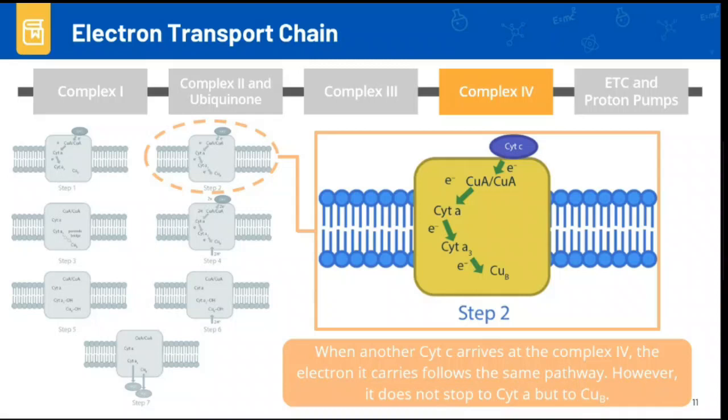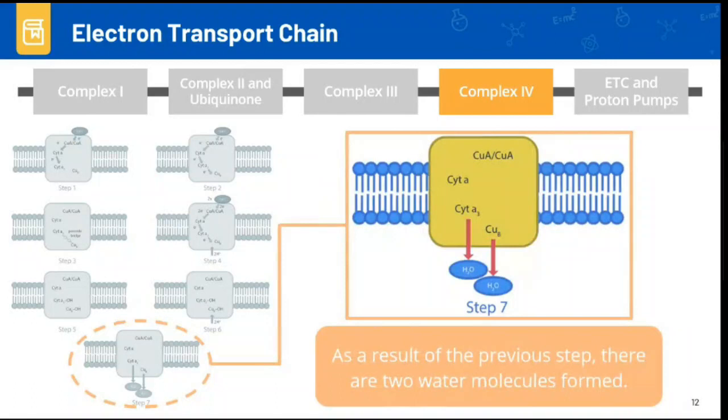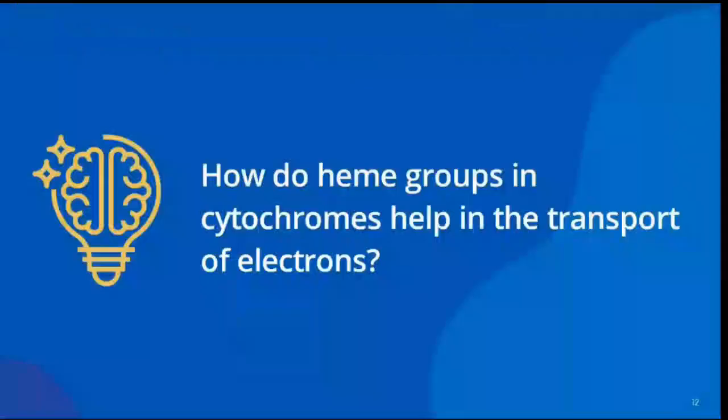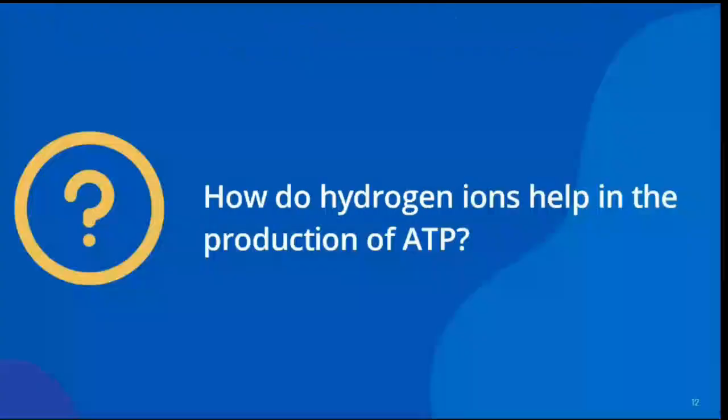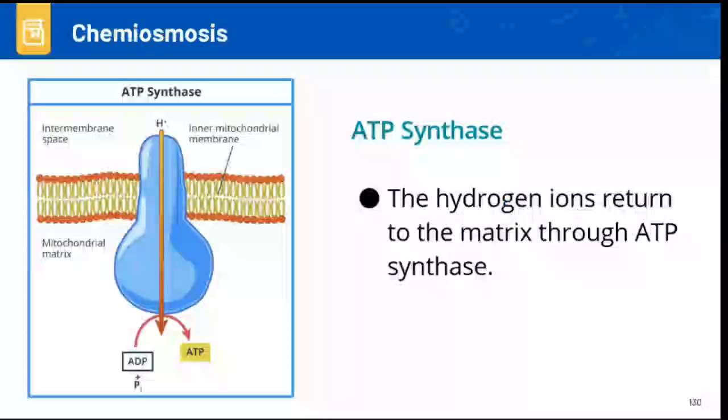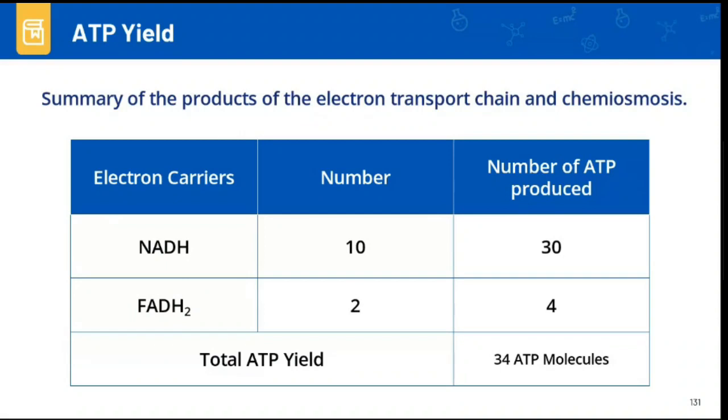Now for this electron transport chain, let's just proceed to how many ATP are yielded. Now for this one, in the electron transport chain, no ATP molecules are produced yet. But the energy that will drive ATP synthesis is building up through the hydrogen ions. So these ions are pumped into the intermembrane space where they play a vital role in the production of your ATP.